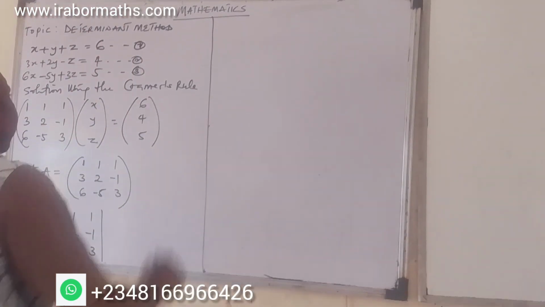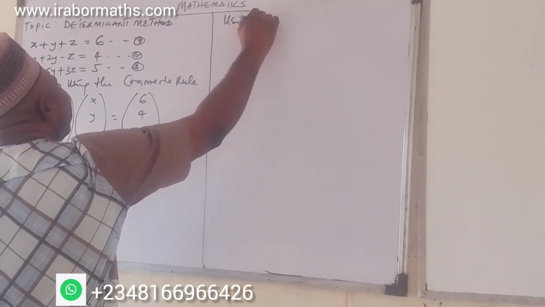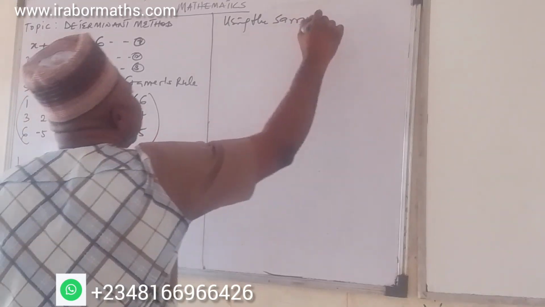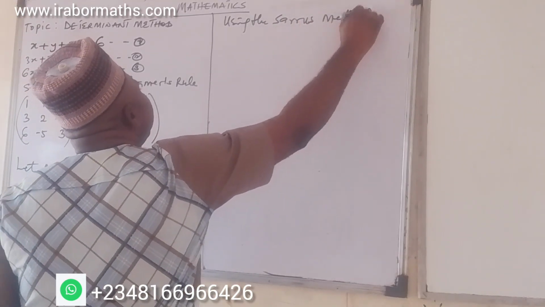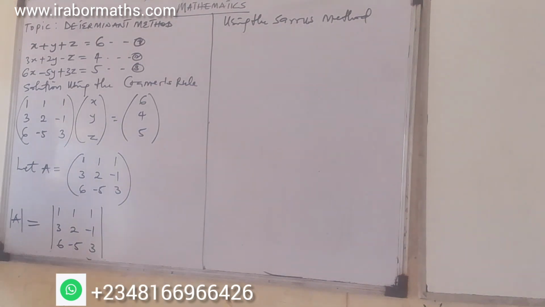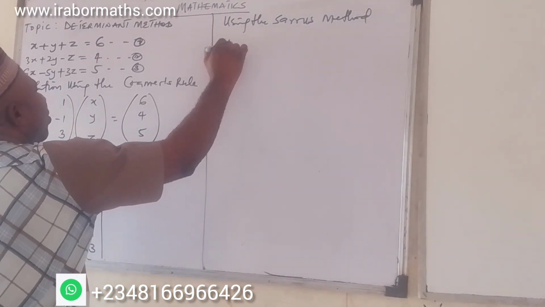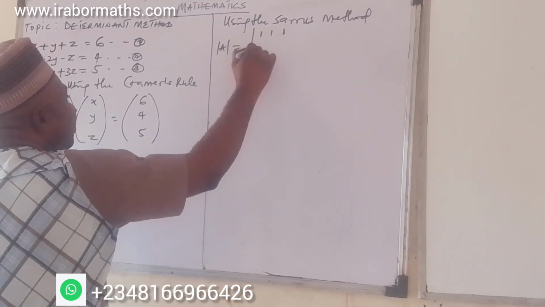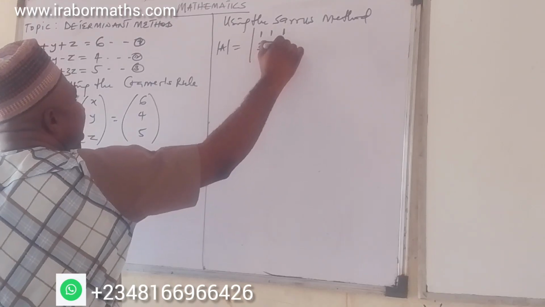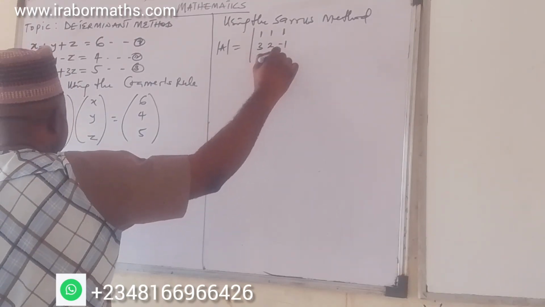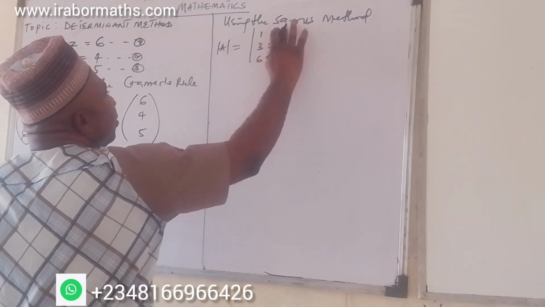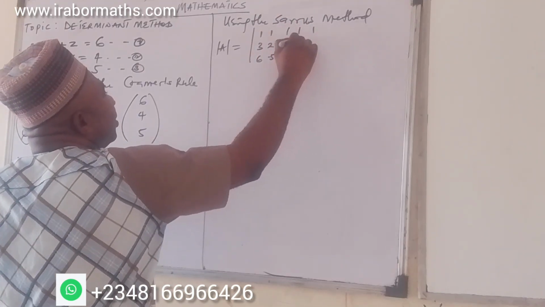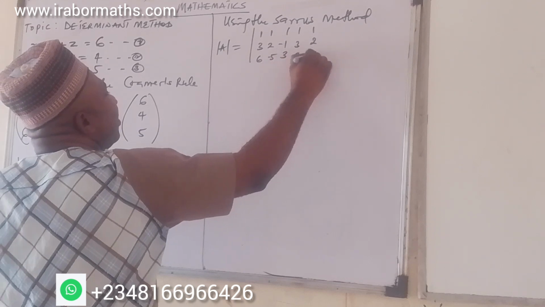In using the Sarrus method, that is to find the determinant, remember I told you from inception that you have to repeat the first two columns. So the determinant of A will be equal to the determinant of 1, 1, 1, 3, 2, minus 1, 6, minus 5, and 3. You have to repeat those first two columns: so here we have 1, 1 again, 3, 2, then 6 and minus 5.